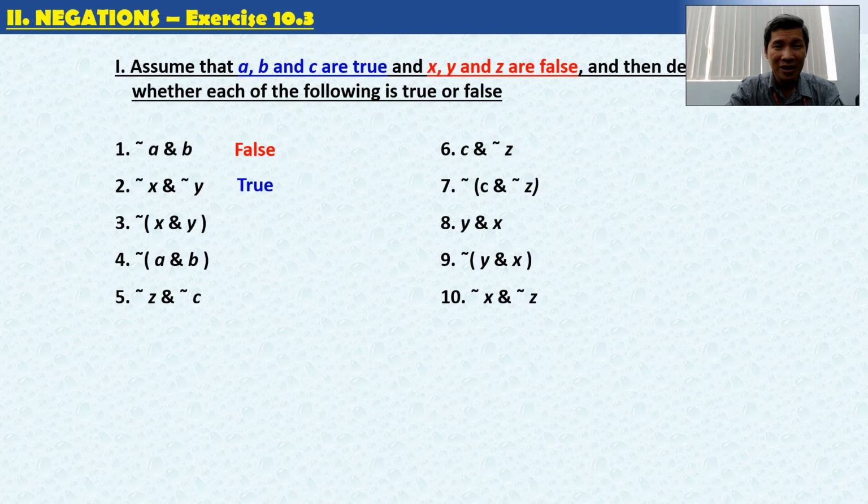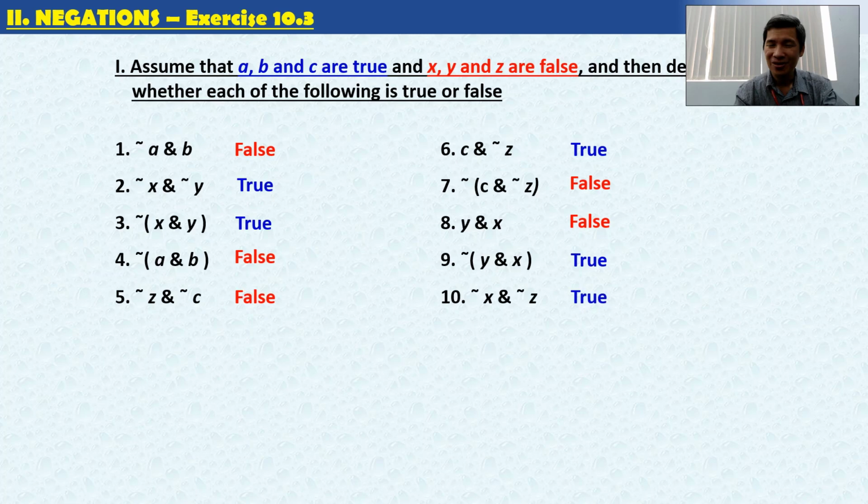Now, X and Y means true, false and false. That's false. Not the case, not false, true. So not the case A and B, false. Not Z and not C, false. C and not Z, true. Not the case C and not Z, false. Y and X. Not the case Y and X. Not X and not Z, true. Easy now, right?